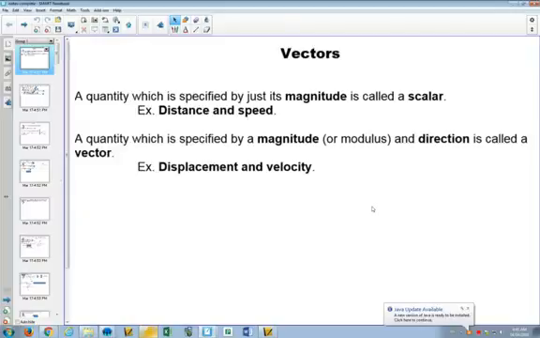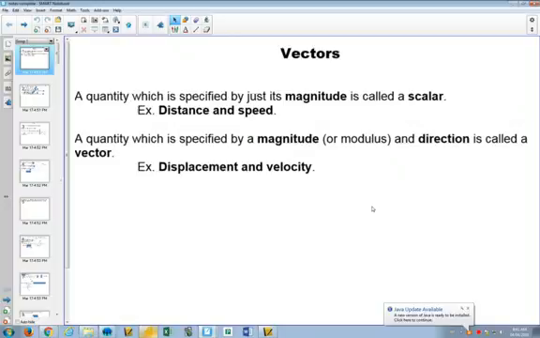Right, so vectors. If it just has a magnitude such as distance or speed, we call that a scalar. But if it also has a direction with that, like displacement or velocity, then we call it a vector. So what we're looking for: does it have a direction and does it have a magnitude?